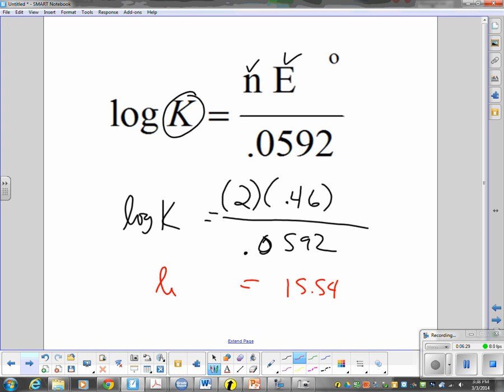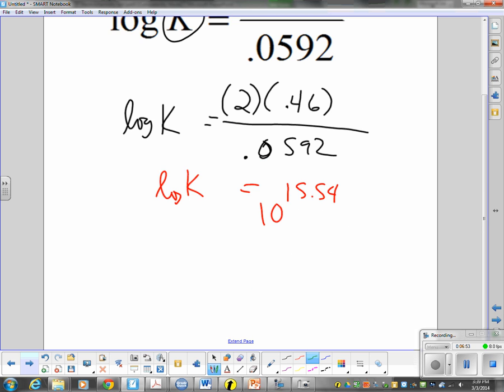To get rid of log, I'm just going to raise this side to 10. So I'm going to go 10 to the 15.54. And ultimately, I end up with rounding for sig figs. How many sig figs in that sucker? If I do 2 sig figs, ultimately I would get 3.5 times 10 to the 15th for Keq.